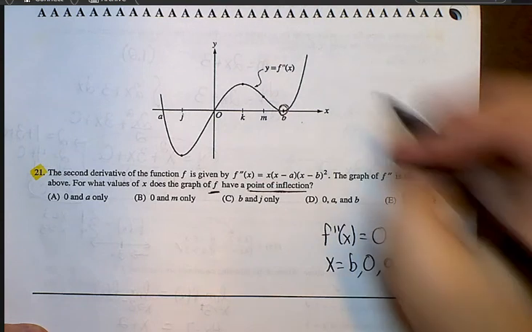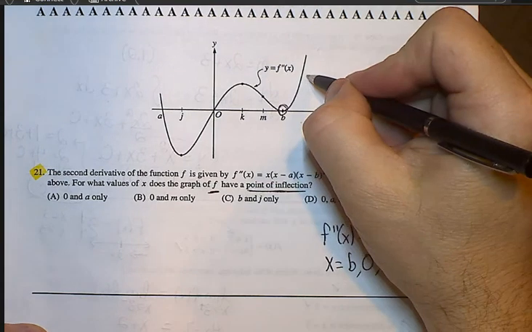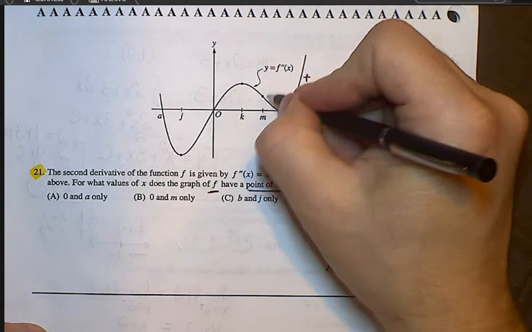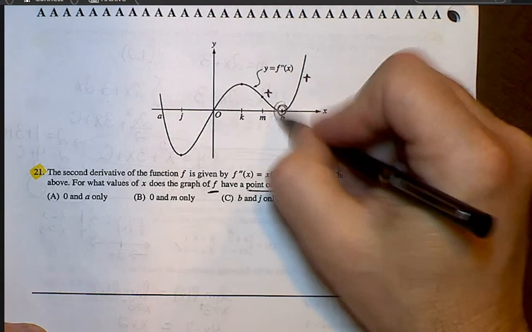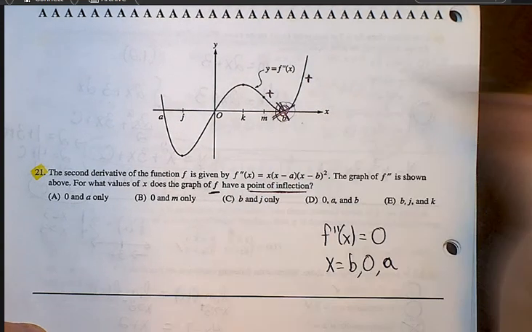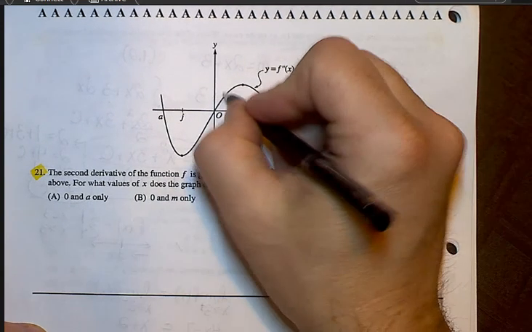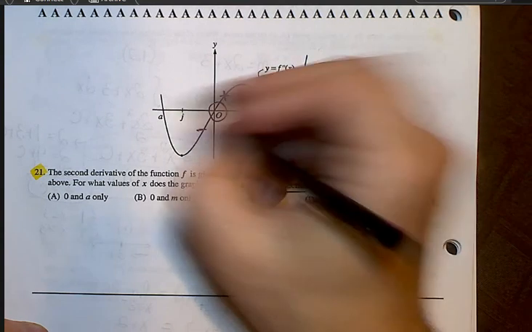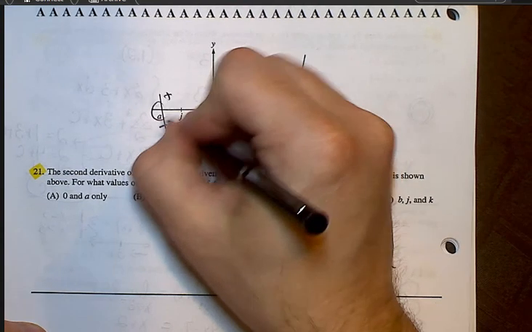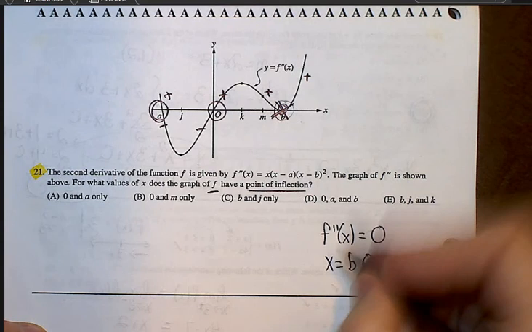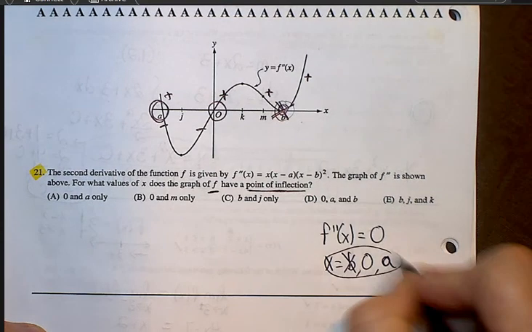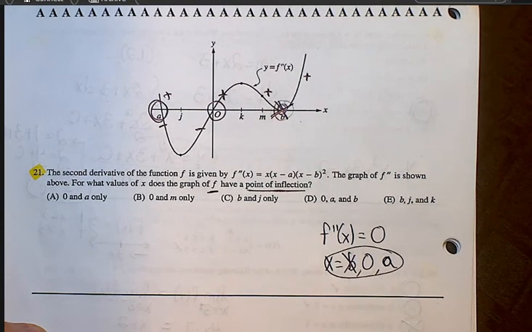So here you can see the second derivative is positive, and then it continues to stay positive, so you don't see a sign change. So this can't be an inflection point. Here, it's positive and negative, so this is an inflection point. Here it's negative and positive, so here is an inflection point. So this is going to have inflection points at O and at A only, and that's going to be choice A.